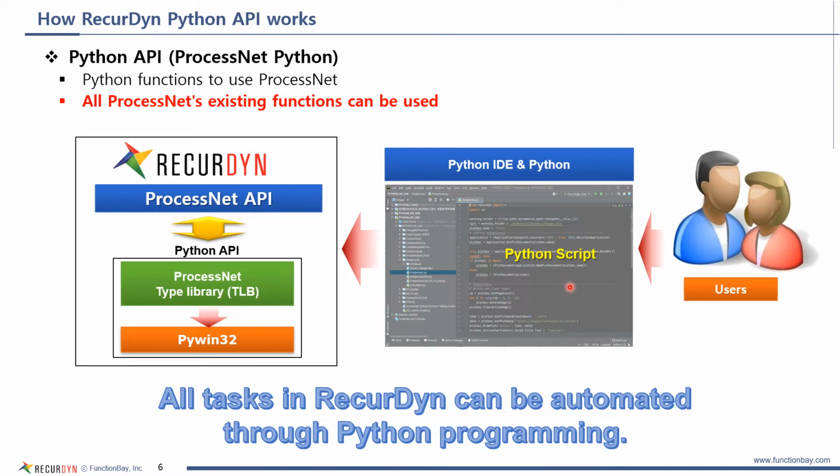The recently developed Python API leverages the capability of ProcessNet, and the Python API can use all the features of ProcessNet. The function names and parameters used in the Python API are the same as those of ProcessNet C#. Therefore, anyone who has knowledge of how to use ProcessNet can use Python for RecurDyn without any difficulty. However, a separate learning process about Python script is required. The important thing is that you can use most of RecurDyn's features with Python. In other words, it is now possible to automate all RecurDyn tasks using only Python.